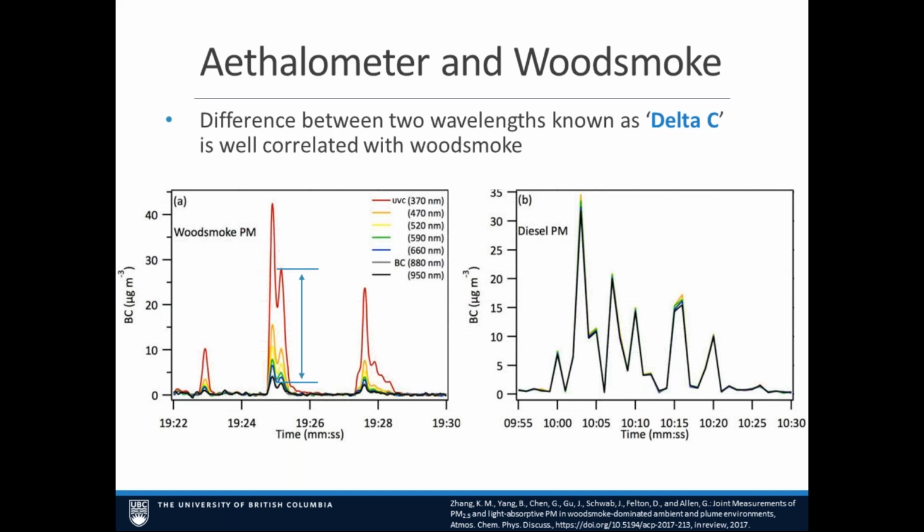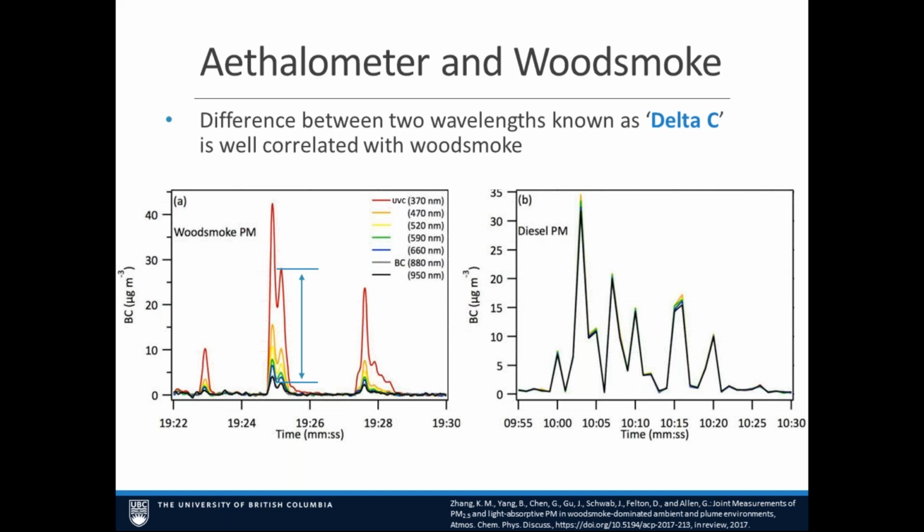The difference between these two wavelengths is known as delta C, and that has been shown to be a good indicator of wood smoke. The reason for this is because PM from biomass combustion contains much more UV absorbing compounds than PM from other sources, such as traffic-related PM.